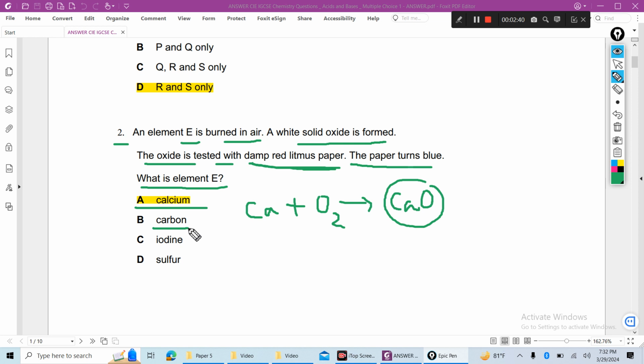Carbon monoxide, carbon dioxide is an acidic gas. This will turn blue litmus paper to red. So now the answer is A.